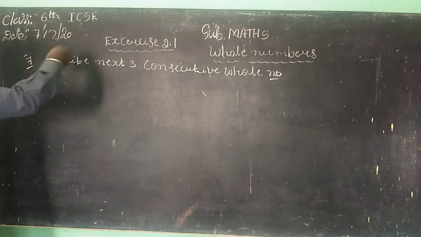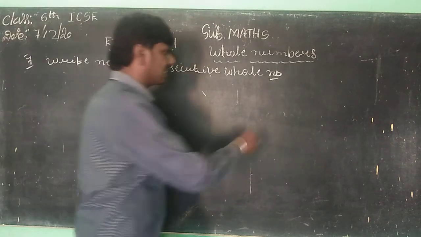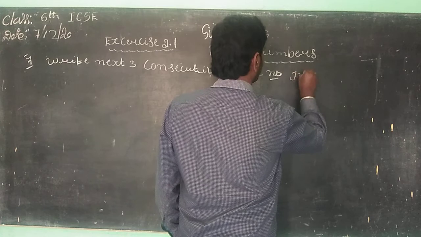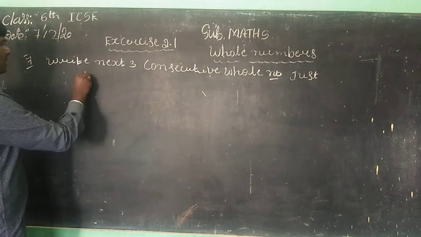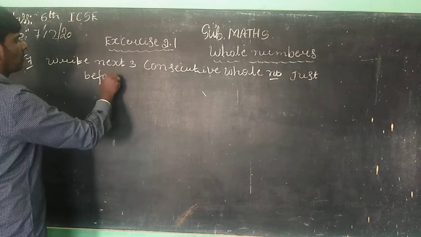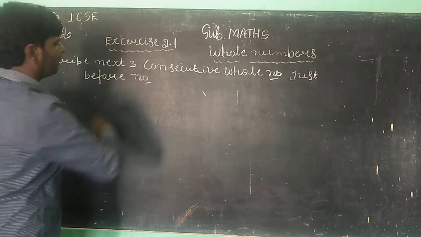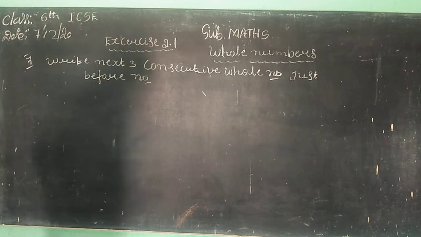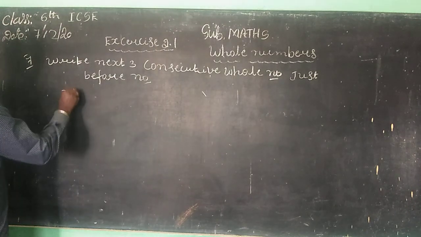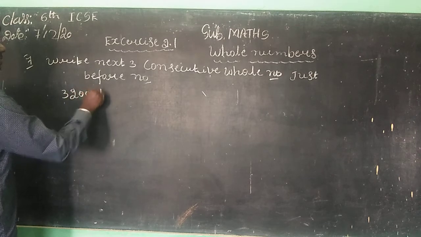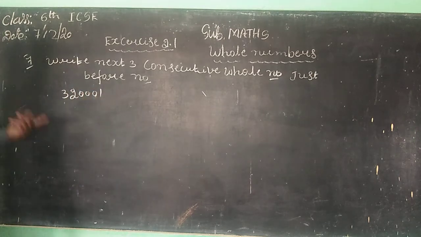So write the next three consecutive numbers just before numbers. Before a number, there is a previous number. That's all. Children, now we want to take 323101. So that's why we want to take 323101.